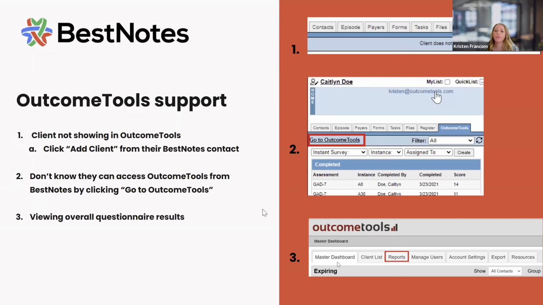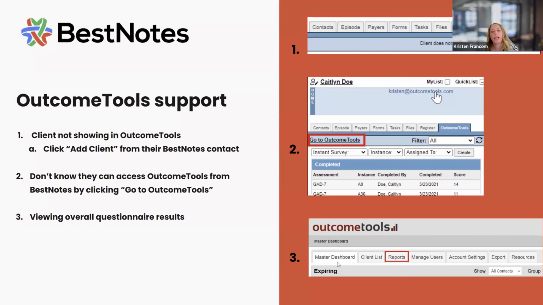And then viewing overall questionnaire results. This is maybe one of the things, if you've been using OutcomeTools for a while, you want to start seeing the compiled data of the information that you've been gathering for so long. We do provide an average scores report. This is shown on the Reports tab in your OutcomeTools account. And you can look at each individual survey and it will average out the number of all of the clients who've taken that survey within whatever range that you set on that average scores report.